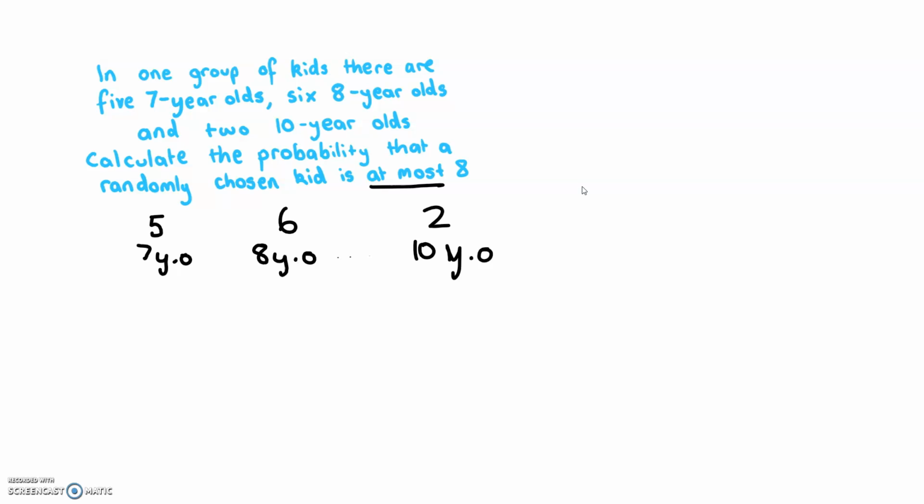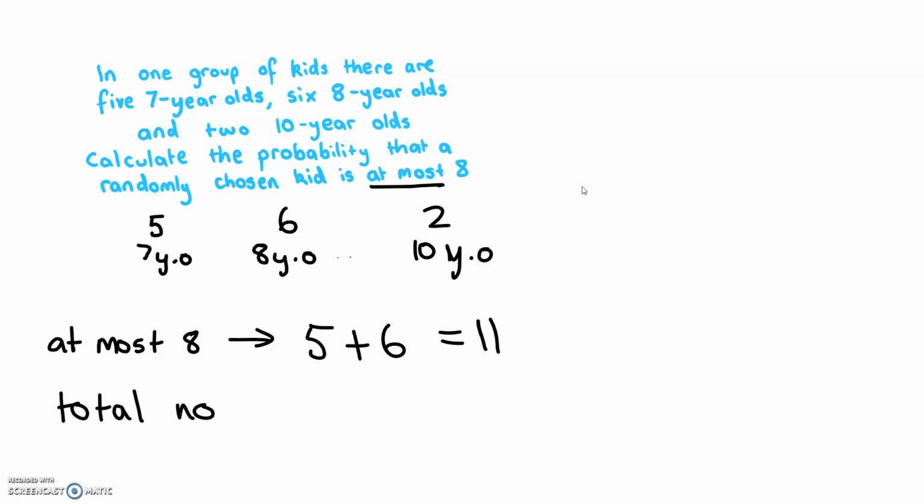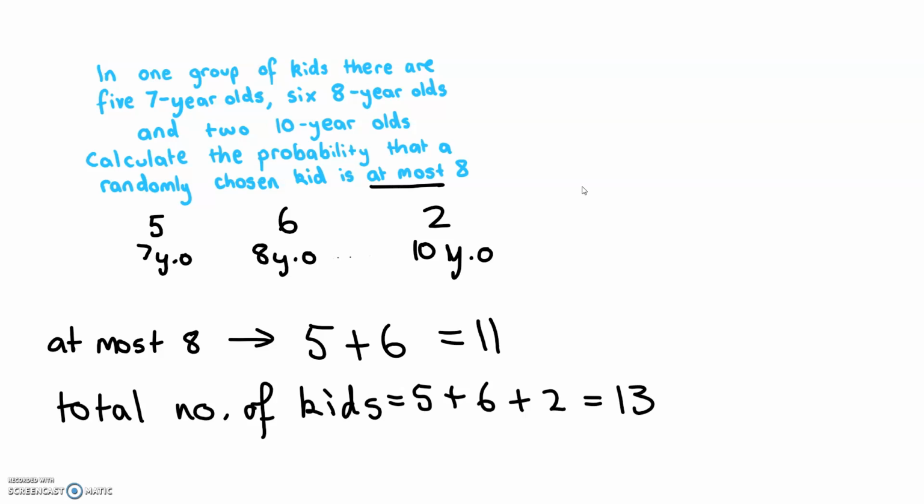Cool. All right. Now let's think about our outcome of interest. So it's at most 8 years old. So that means anybody who is younger than 8 or including 8 years old. So that means that includes the 7-year-olds and the 8-year-olds. So there are 5 7-year-olds plus 6 8-year-olds. So there's 11 kids in total that are at most 8. And the total number of kids would be everyone. So 5 plus 6 plus 2, which gives us 13 kids in the group in total.